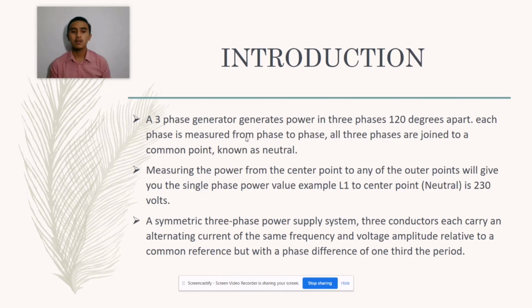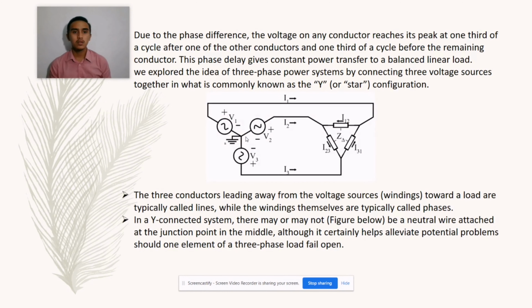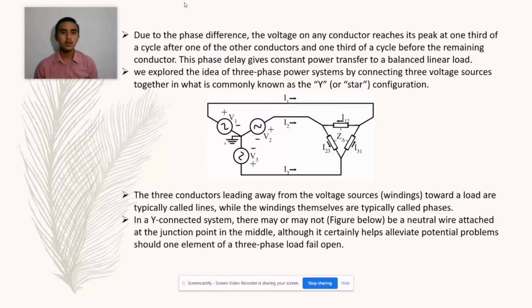A symmetric three-phase power supply system has three conductors, each carrying an alternating current of the same frequency and voltage amplitude relative to a common reference, but with a phase difference of one-third the period. Due to the phase difference, the voltage on any conductor reaches its peak at one-third of a cycle after one of the other conductors and one-third of a cycle before the remaining conductor. This phase delay gives constant power transfer to a balanced linear load.